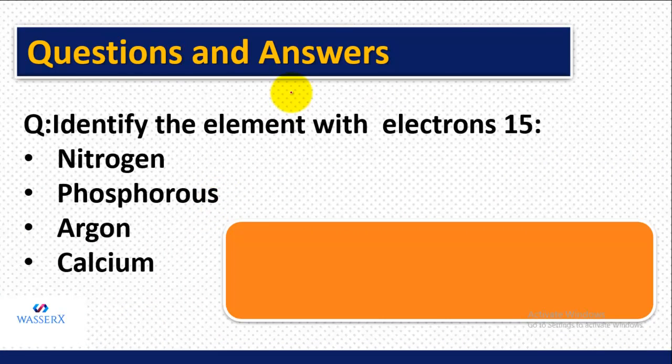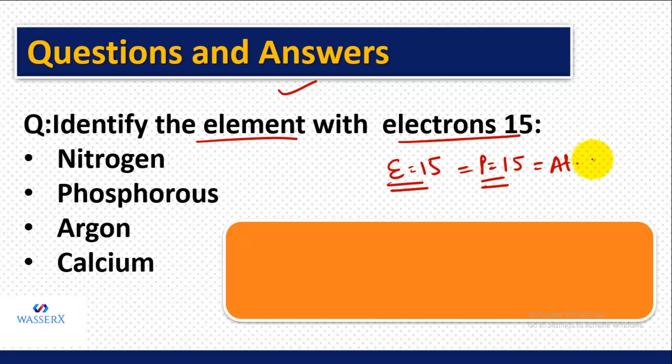Next question is, identify the element with electrons 15. Electrons are 15, right? Here it is not mentioned that it is iron or something, it's just written element. Element specifies only an atom. So electrons 15, that means protons will also be 15, because protons and electrons are equal. And if protons are 15, that means atomic number is going to be 15. So again, you need to learn atomic numbers in this case also. So 15 atomic number belongs to phosphorus.